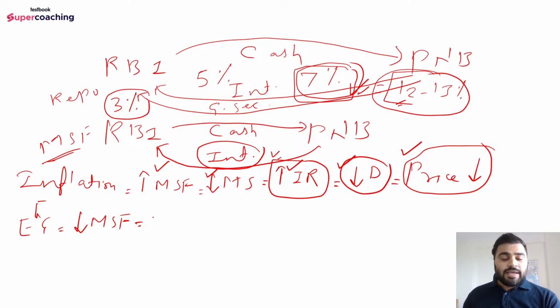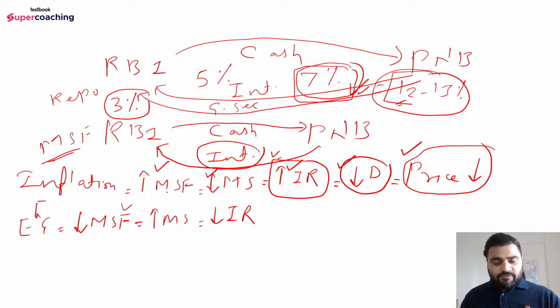Then what will happen? Banks will be motivated to take loans from the Reserve Bank of India, right? Because they are getting the loan at 3%, which is very cheap, you can say. And in turn, they can give the same loan to the public at 7 to 8%, which means now money supply is increasing in the economy. So whenever RBI is focusing on economic growth, what will RBI do? RBI will reduce the marginal standing facility rate, which in turn leads to an increase in money supply in the economy, which in turn leads to a decrease in interest rates in the economy.